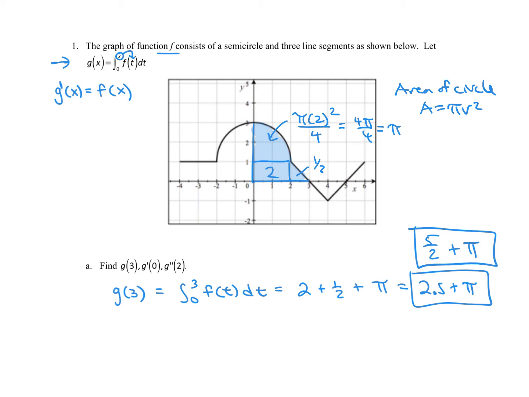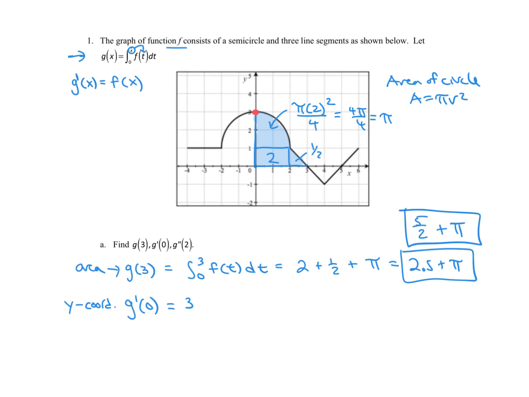Then for the next part, g prime of 0, remember this was area, this is going to be the y-coordinate on the graph because this isn't a g prime graph that we're looking at. So we're just finding the y-coordinate on the graph when x equals 0. And that is this point up here at the top. The y-coordinate is 3.